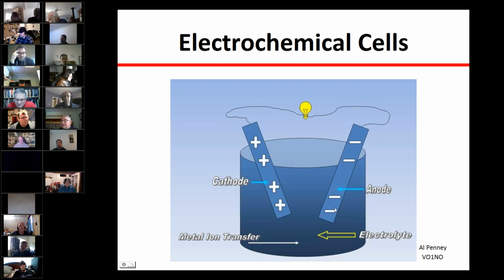The electrolyte is the chemical solution that the anode and the cathode are placed in, which causes metal ions to be transferred from one terminal to the other. That's what causes the voltage that makes electrons go from the cathode to the anode. So an electrochemical cell has a cathode, the negative terminal, an anode, which is the positive terminal, and an electrolyte, which is the solution that causes the chemical reaction that generates electricity.